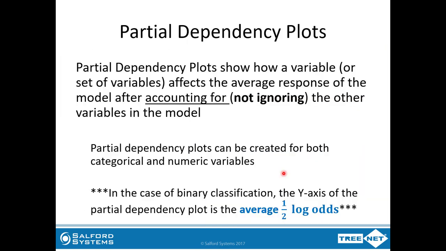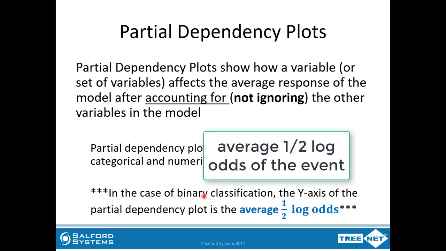Okay, so the final topic concerns partial dependency plots. Partial dependency plots show how a variable, or set of variables, affects the average response of the model after accounting for the other variables in the model. Partial dependency plots can be created for both categorical and numeric variables. And in the case of binary classification, the y-axis of the partial dependency plots is the average 1/2 log odds.